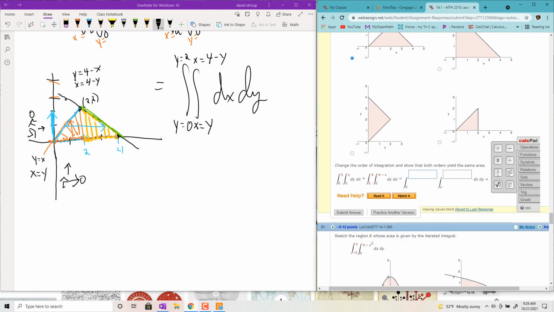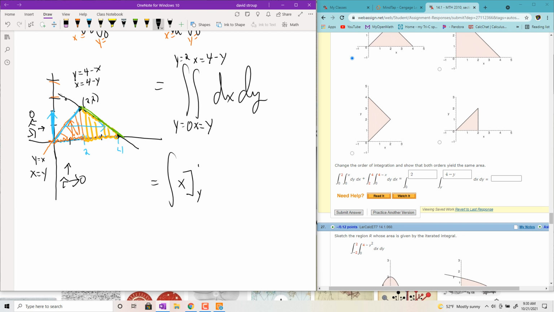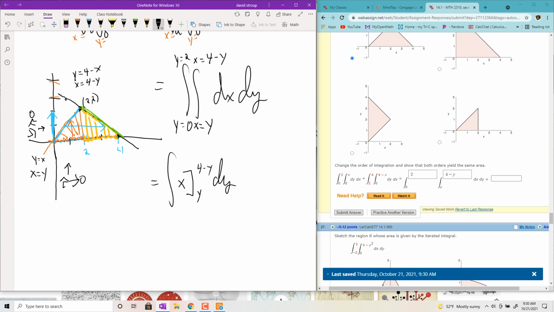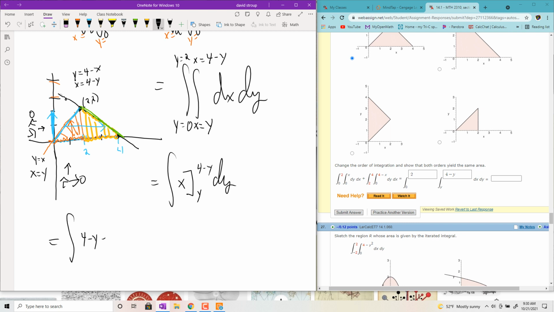So let's go 0 to 2, and then x, they even help you out, x is y to x is 4 minus y. And then they want you to evaluate it. So it's going to be the integral of x from y to 4 minus y dy. That'll be the integral of 4 minus y dy. So that'll be the integral of 4 minus 2y dy.